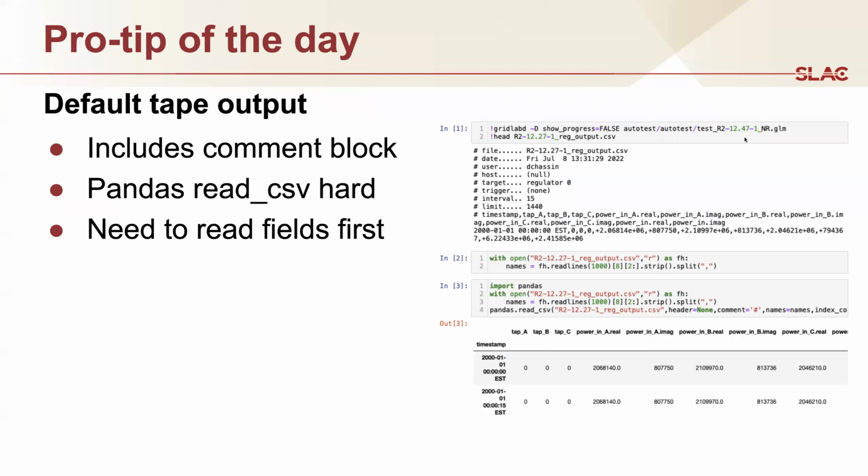Now, when Gridlab-D outputs a CSV file, by default, it adds a whole bunch of comments in the CSV file telling you some stuff about the simulation and where that recorder was placed in the model and when that model was generated and what information is included in the data set. This is not convenient for a tool like Pandas.